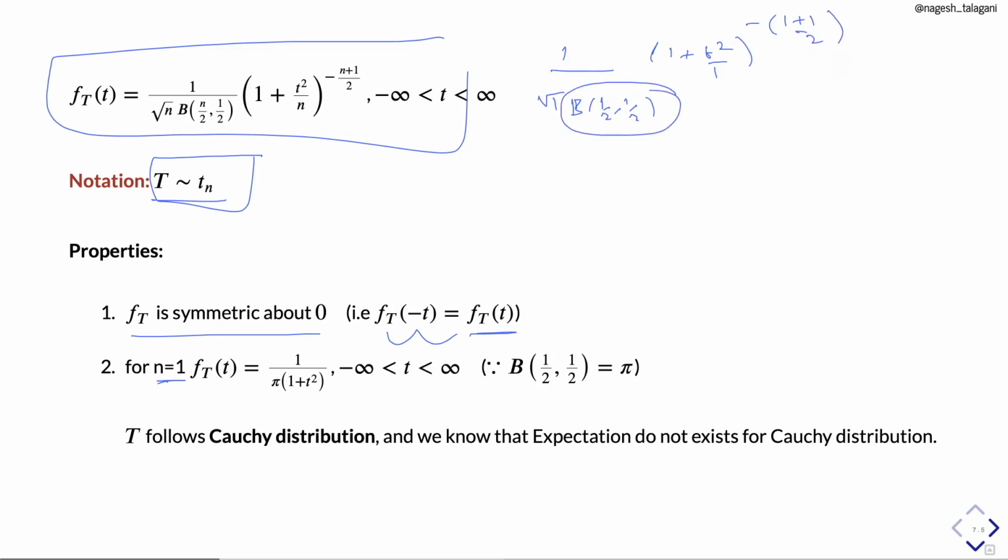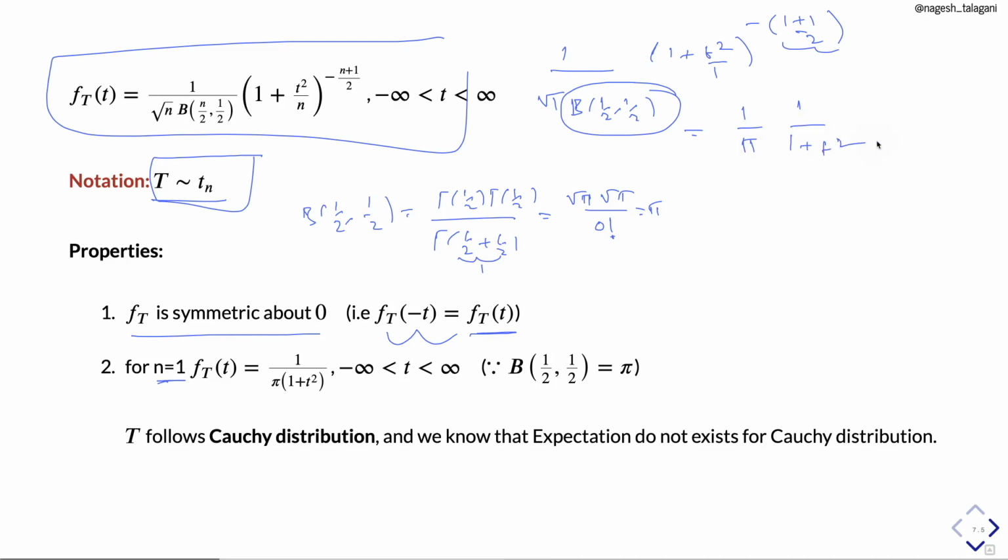Now this beta(1/2, 1/2) is going to be what? Beta(1/2, 1/2) is gamma(1/2) times gamma(1/2) by gamma(1/2 + 1/2). It's going to be root pi times root pi by gamma(1). Gamma(1) is 0 factorial, so it's going to be pi. Now this PDF I can write as 1 by pi times (1 + t square) to the power of minus 1, so 1 by (1 + t square).